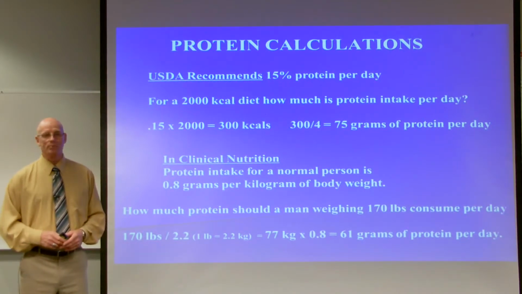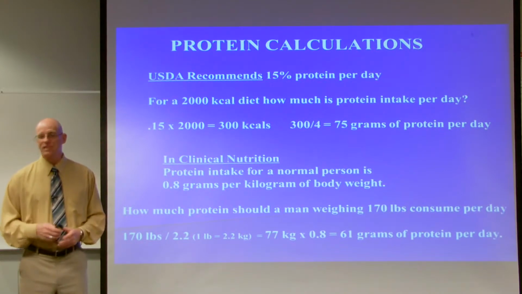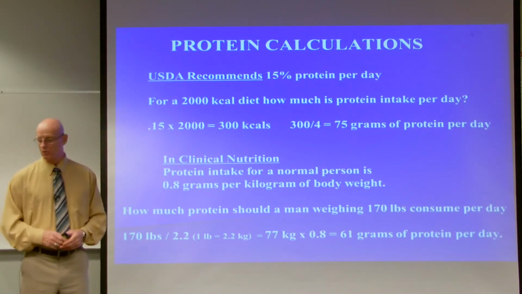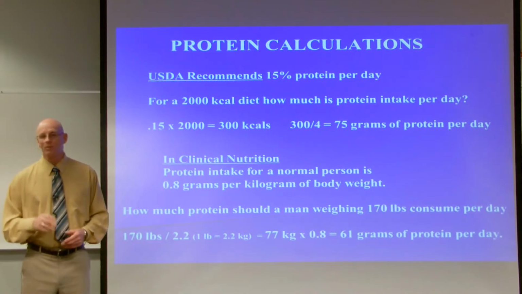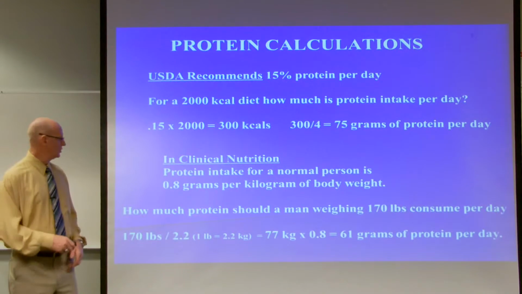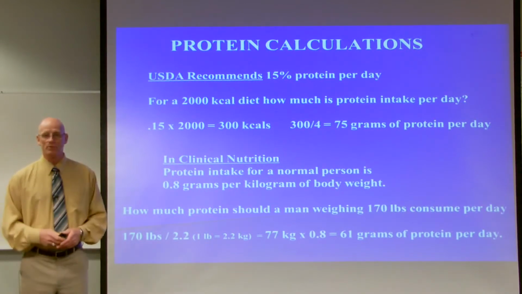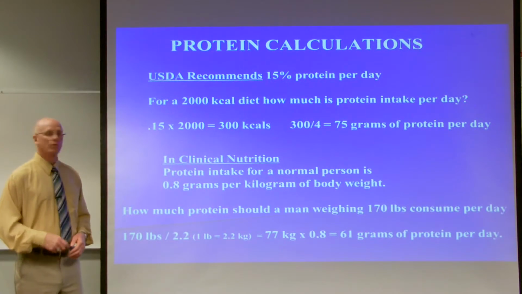Now, another way to calculate protein needs is in clinical nutrition. For a normal person at a healthy weight, they usually calculate it at 0.8 grams per kilogram of body weight. So for a man weighing 170 pounds, you'll change that into the metric system, and we know that 2.2 kilograms is approximately 1 pound. So you'll take the 170 and divide it by 2.2, and you come up with 77 kilograms. Then you'll multiply that by the 0.8 grams per kilogram of body weight and come up with 61 grams of protein per day.